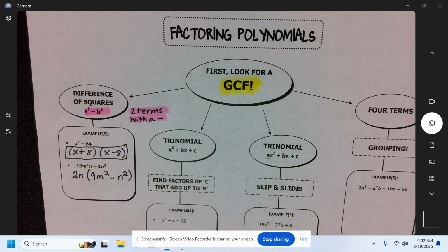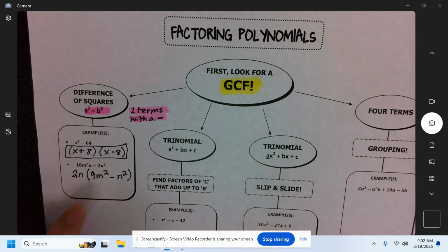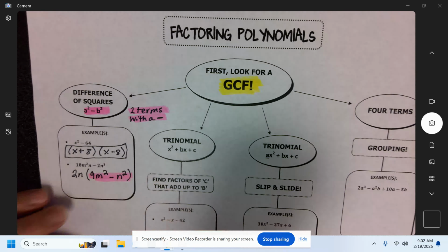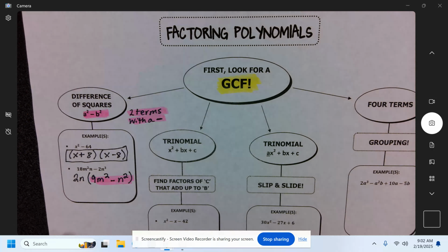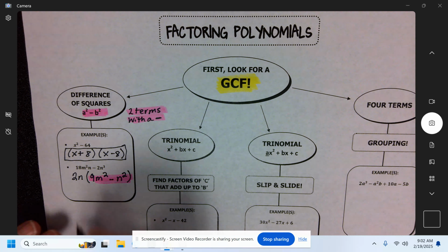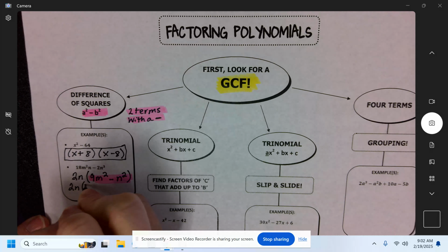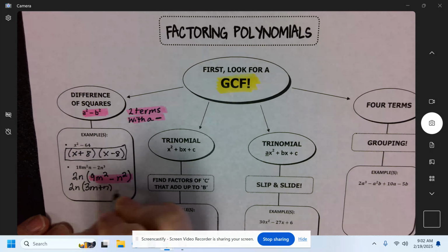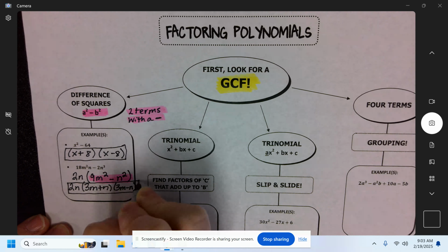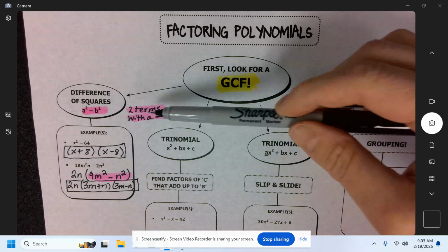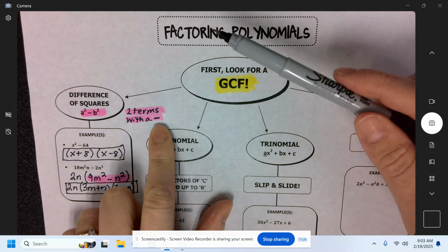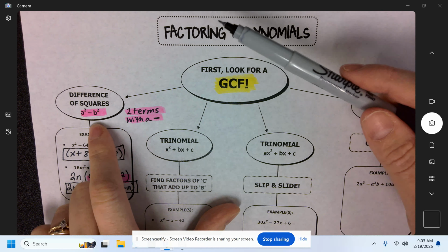So we took out that greatest common factor, and then we notice that this is a difference of squares. You square 3 to get 9, you square m to get m squared, and you square n to get n squared. So we can factor that as 3m plus n times 3m minus n. And this would be our final answer for factoring. So ask if there's a GCF. Look and see if there are two terms and a minus in the middle. If there is, then check to see if you have a difference of squares.